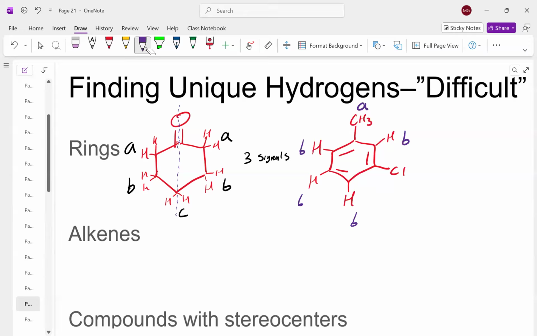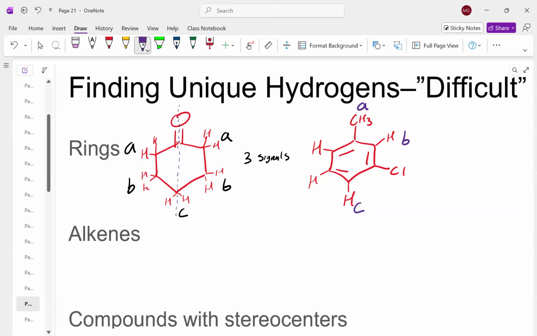No, I can't. They're not in the same environment because the B hydrogen there is the only one that's between both a methyl and a chlorine on the benzene ring. And that means this one here is unique. It's next to a chlorine, but it's not next to the methyl. So that's why I can't call B and C the same.